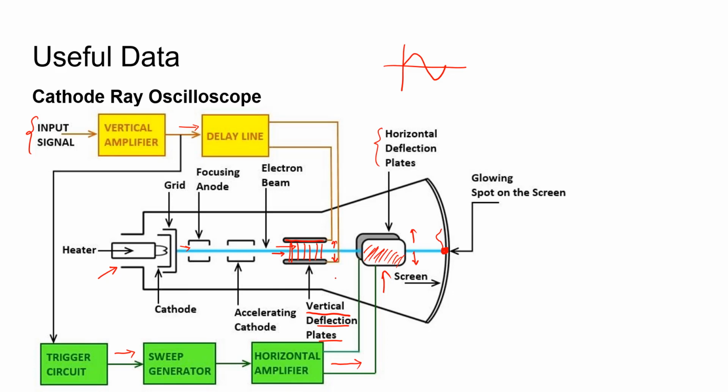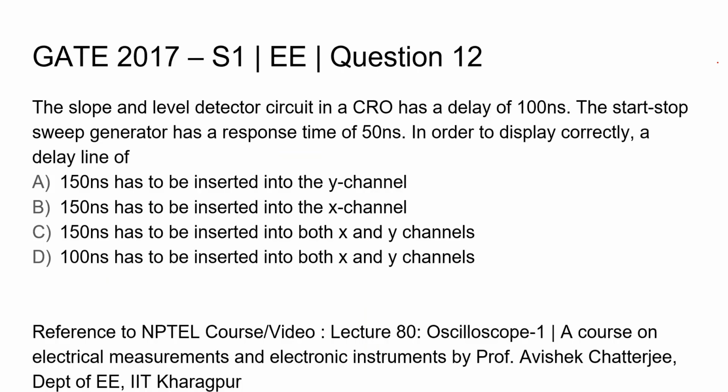Now we have to observe one point: the signal is to be applied simultaneously to the vertical as well as the horizontal plates. Only then we can get a reading on the screen. Say, for example, the internal circuitry of the horizontal amplifier has a delay. In the given problem, it's mentioned that the delay produced by the slope and level detector is 100 nanoseconds and the start-stop sweep generator has a response time of 50 nanoseconds. So we have a total delay of 100 plus 50, which is 150 nanoseconds. This is due to the internal circuitry's delay.